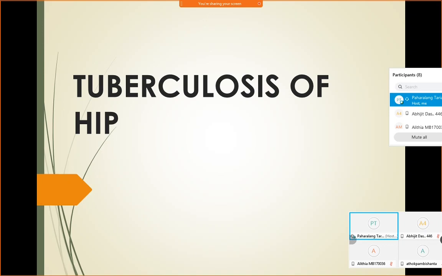The topic for today is tuberculosis of the hip joint. As you all know, this is an important topic for exams. During the last final MBBS exam, we had tuberculosis of spine. The last time a question was asked on tuberculosis of the hip joint was in 2018. Tuberculosis of the spine, hip, and knee joint are all important topics.